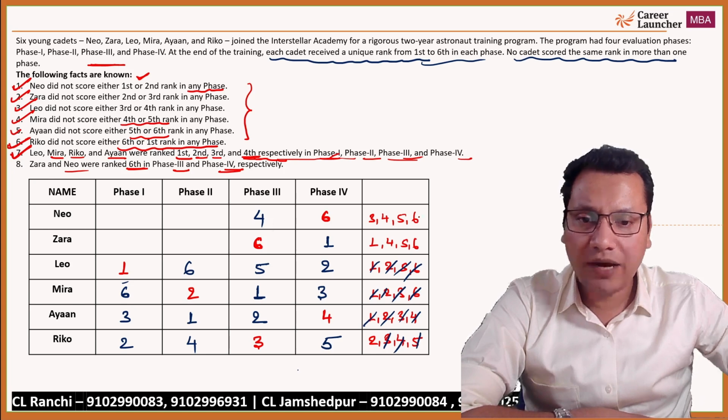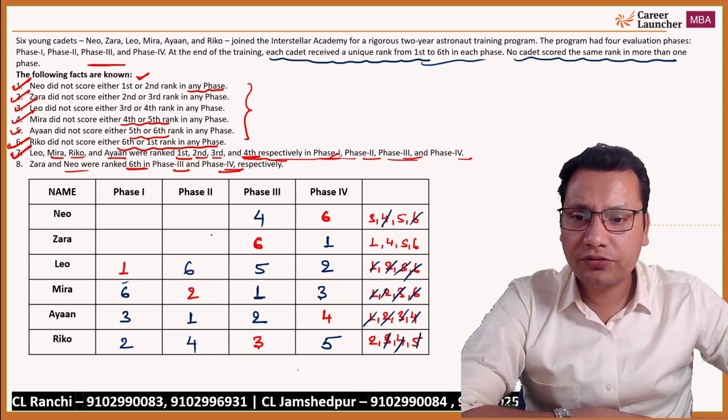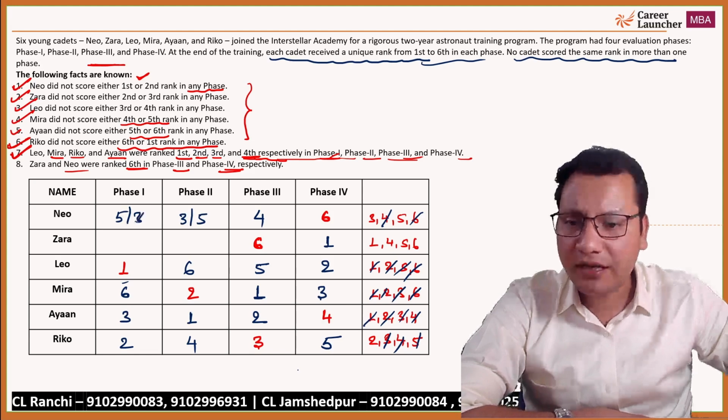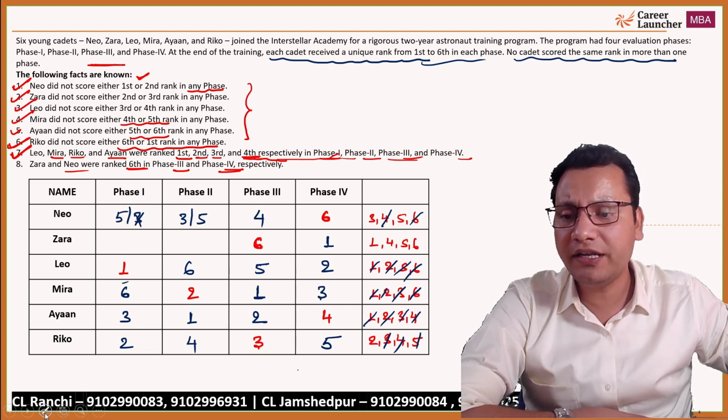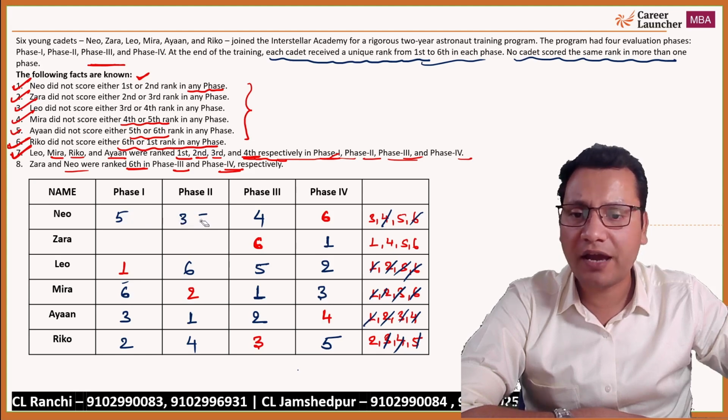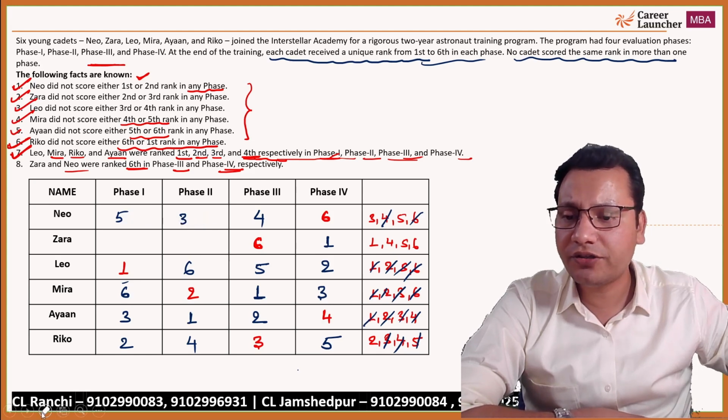So at this place 4 and 6 is already done. So this will be either 3 and 5, and this will be either 5 and 3. But it cannot be 3, because इस column में already 3 है. तो यहाँ पे 3 नहीं हो सकता, तो this has to be 5. और ये अगर 5 है तो यहाँ पे 3 होगा. And this is how Neo is also done.